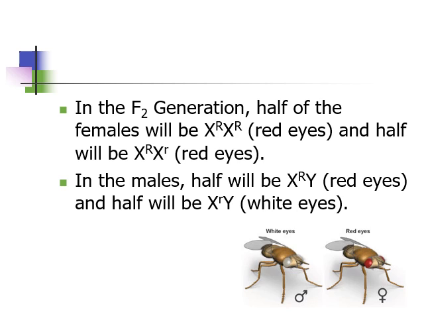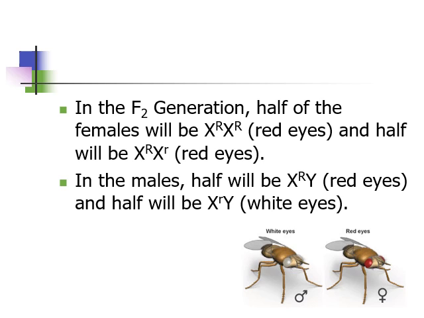However, in males, half of them would get an X capital R and a Y from their parents. They would still have red eyes, but half of the males would get the X chromosome that has the lowercase r on it from their mother, and they would have white eyes.